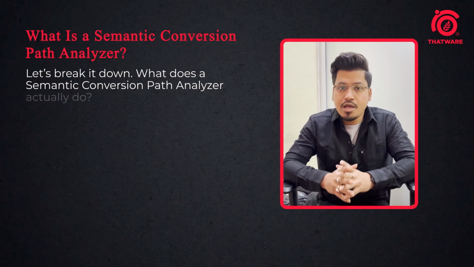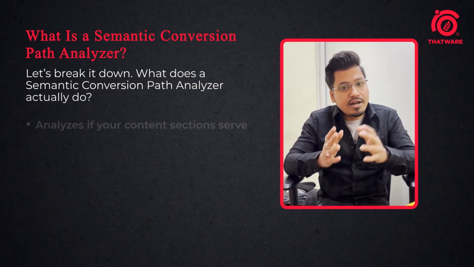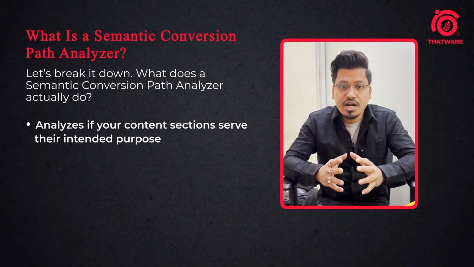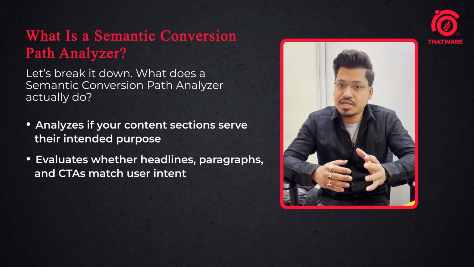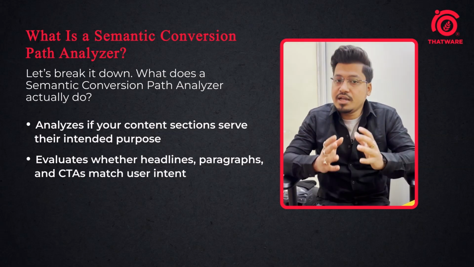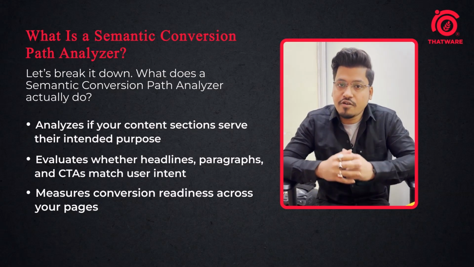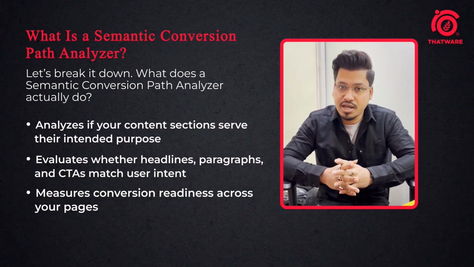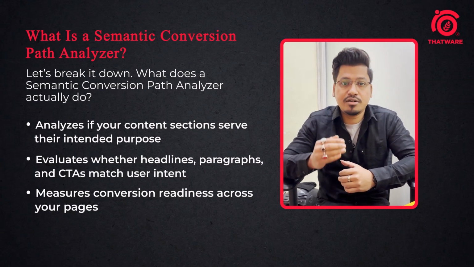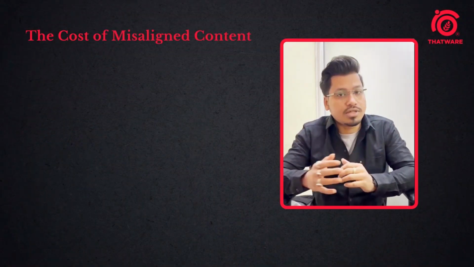Let's break it down. What does a semantic conversion path analyzer actually do? It analyzes if your content sections serve their intended purpose. It evaluates whether headlines, paragraphs, and CTAs match user intent. It measures conversion readiness across your pages. Think of it as a microscope for your website, examining every paragraph, headline, and button to ensure they are driving action.